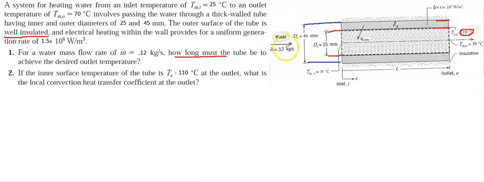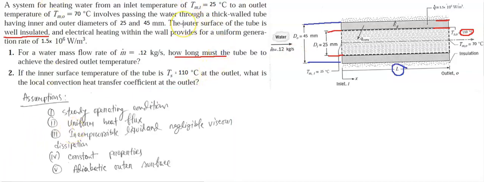This diameter is given as 45. Water is the material here, and water is flowing in this direction. You see this arrow, it is 0.12 kg per second. And we have the uniform heat generation, which is given as 1.5 times 10 to the power 6. This is all of the information we know from this problem. The first thing is we need to calculate this length L. So let's start with the solution now.